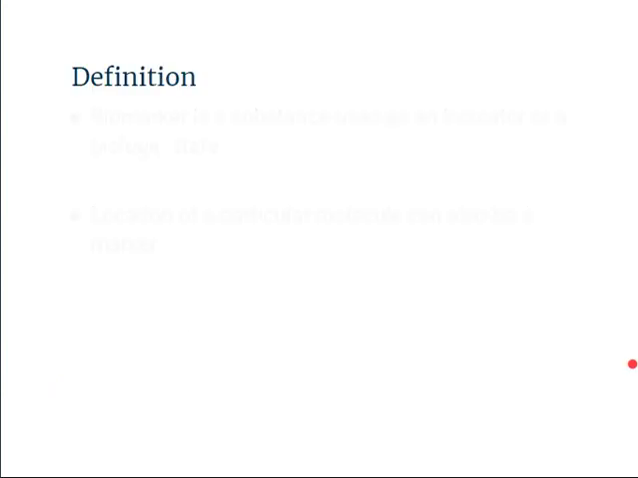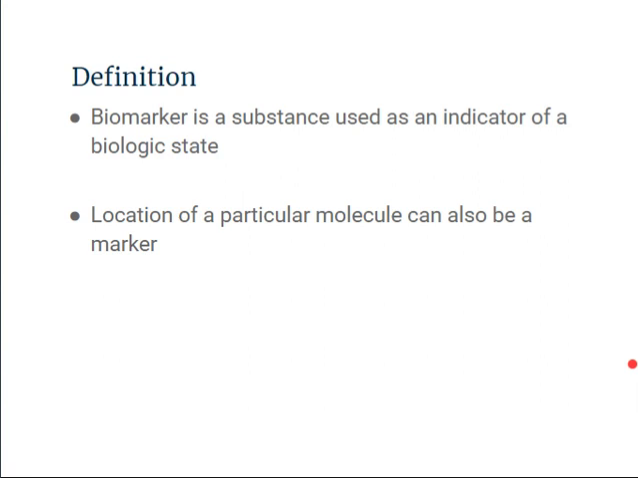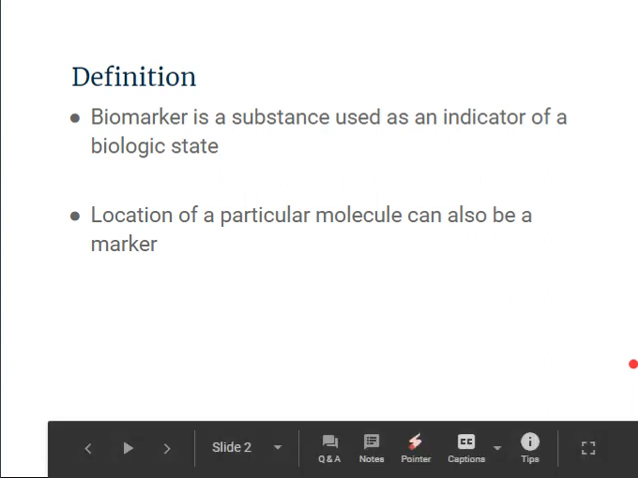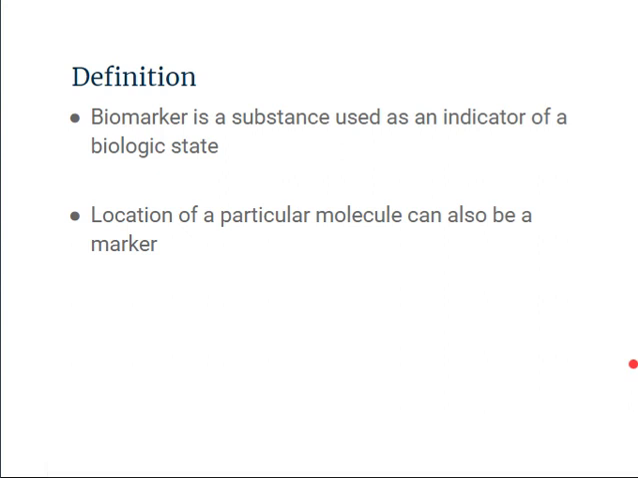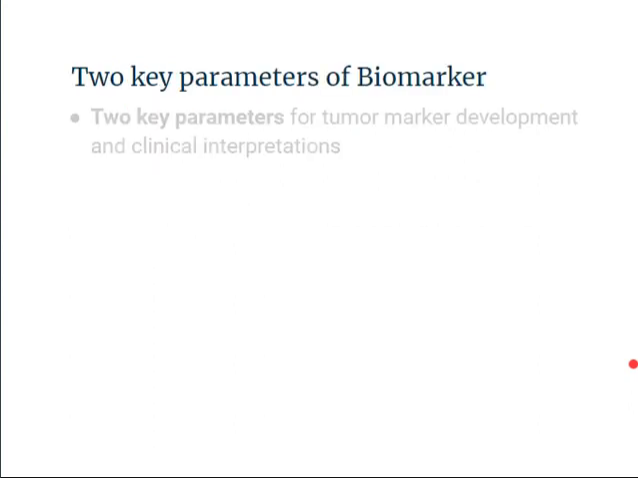So what is a biomarker? We now know that biomarkers are nothing but any compound or any substance which can indicate a particular biological state. Biological state means an inherent biological stage of an organism. Also, biomarkers can localize a particular molecule. It can also be a marker. Now, there are two key parameters of a biomarker.